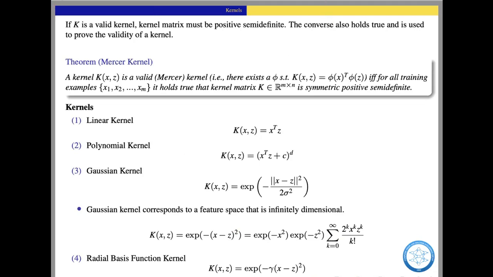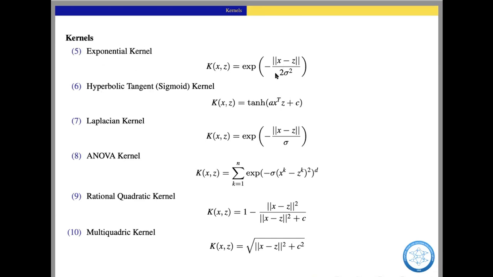Then we have some more popular kernels. This is the exponential kernel. The only difference between this and the Gaussian is that this one doesn't have a square here. Then we have the hyperbolic tangent or the sigmoid kernel, which is this. This is actually equivalent to a neural network that will generate the optimal separating hyperplane. So an SVM that has the hyperbolic tangent kernel is equivalent to a neural network with an optimal separating hyperplane. It's so beautiful, this theory.